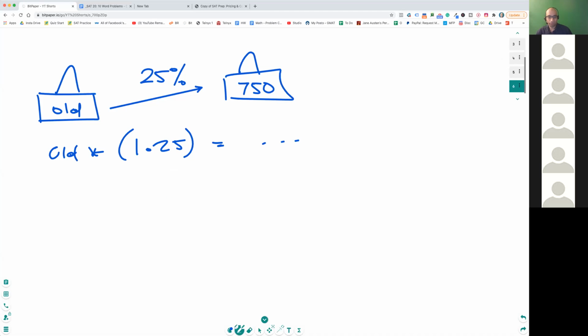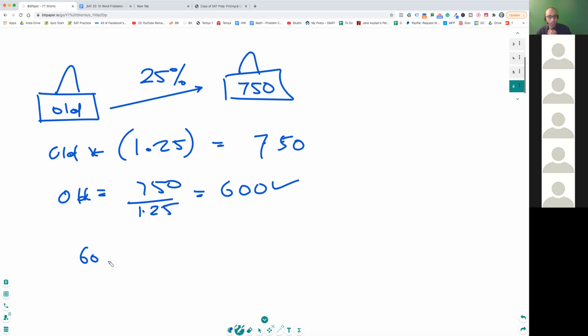Very good. Okay, so again, all you've got to do is you take this to be 750, right? Remember, these are some very standard SAT problems. And then the old is equal to 750 divided by 1.25, right? 750 divided by 1.25 is exactly 600, and that's your answer. You can also check it: 600 times 1.25, using the other method, has got to give you 750.